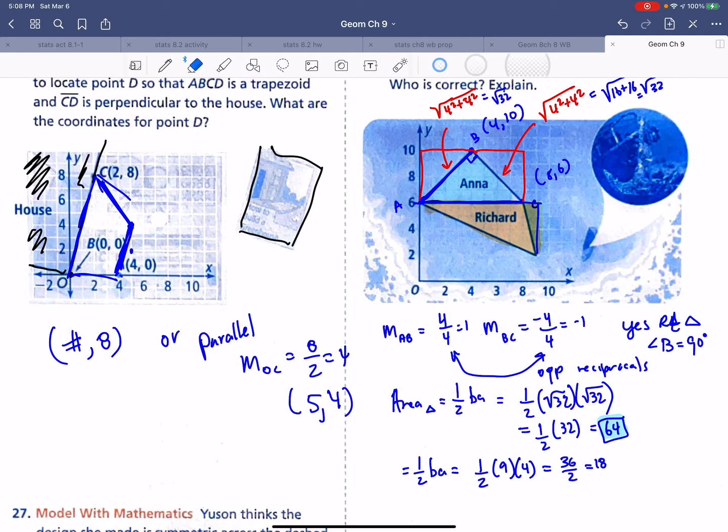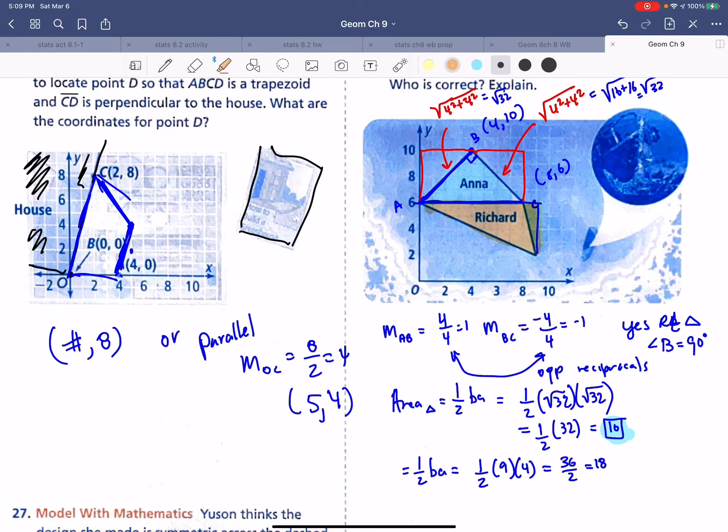Hold on. What did I do? Did anybody catch? I'm like, wait a minute. These areas are off. Half of 32 would give me 16. All right. Phew. Thought I was going crazy there for a minute. I'm sure some of you caught that.